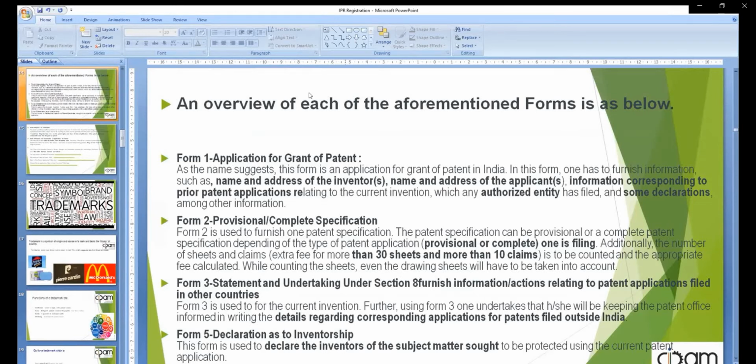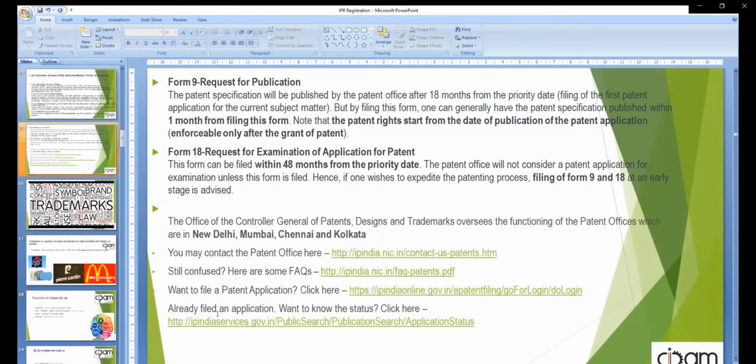Declare that the invention, the subject matter, is such, and the person is the true and the first inventor of the invention. Now form 9 is the request for publication. If the MSME startups want early publication, they use this form. Form 18 is the request for examination of application for patent. Within 48 months from the priority date, the request for examination has to be made. The request has to be made in one of the 4 patent offices, like New Delhi, Mumbai, Chennai, Kolkata, any of the offices.